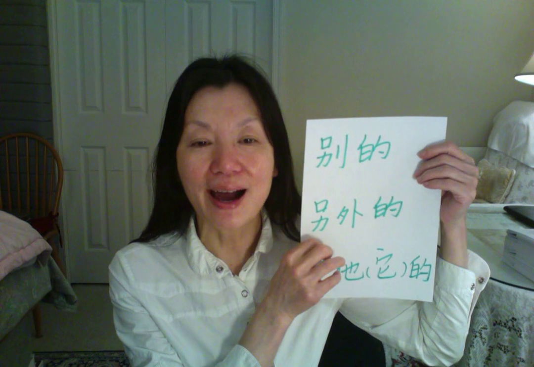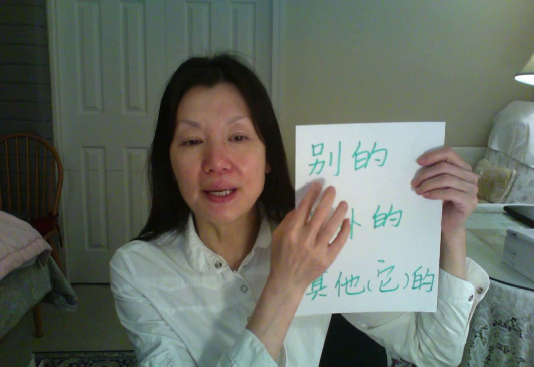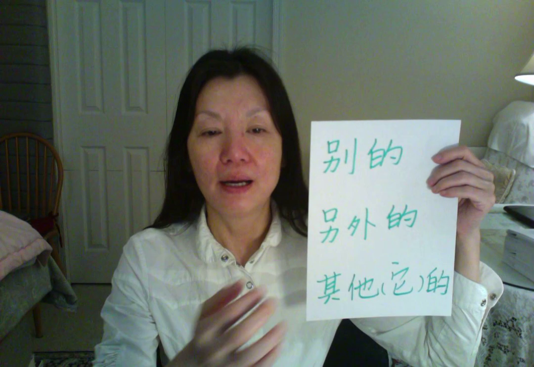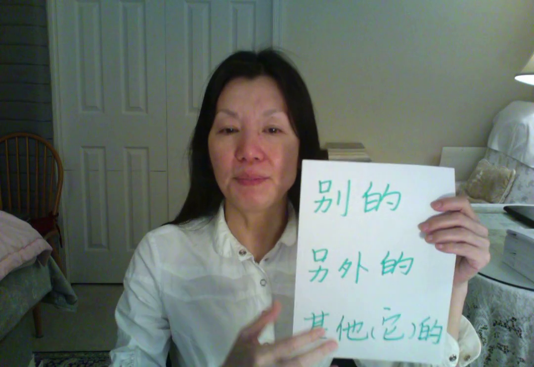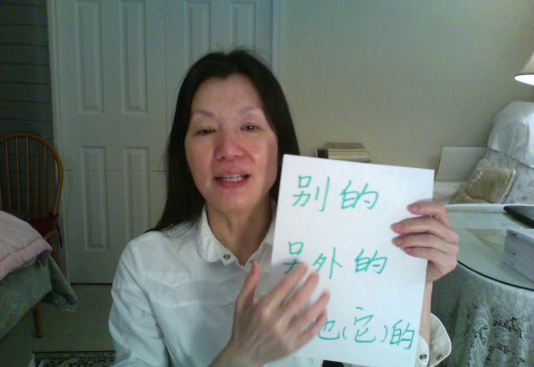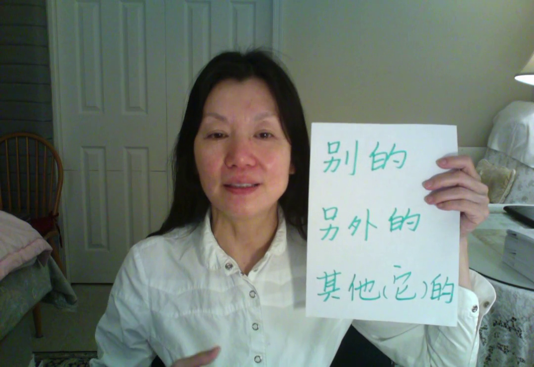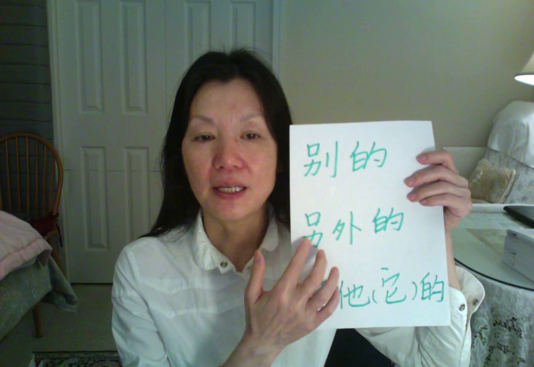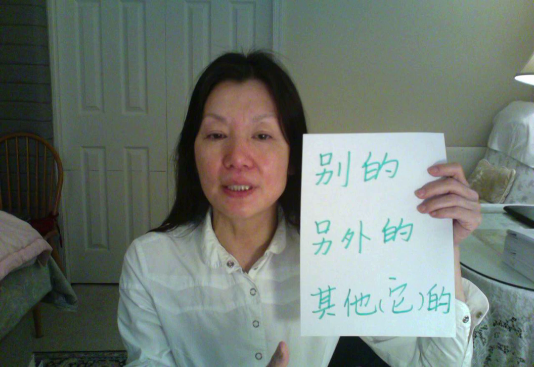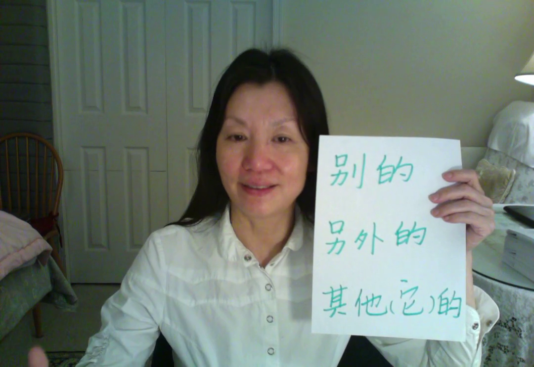别的, 另外的, both mean other, right? 别的 means other. 另外的, I prefer to say, means not this one, it is the other one. 别的就是 other 嘛，别的人. 别的人去了, I'm not going. 别的人 means other people. If I say 另外的人去了, that means not me, it's another.